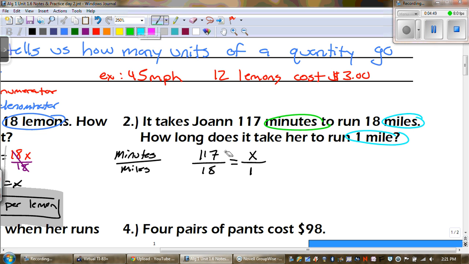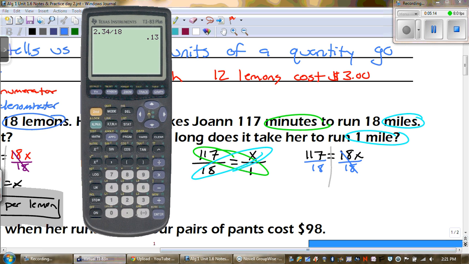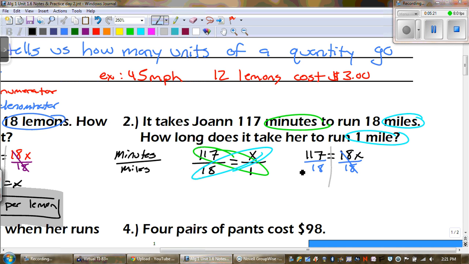Now we would cross multiply. We get 117 equals 18x. Then we do the same thing: you divide by 18, divide by 18. And when you do 117 divided by 18, what do you get? Yeah, you should get 6.5.